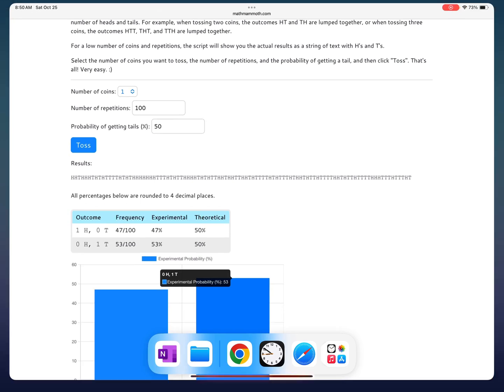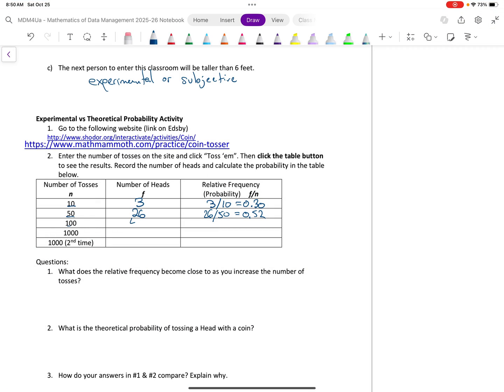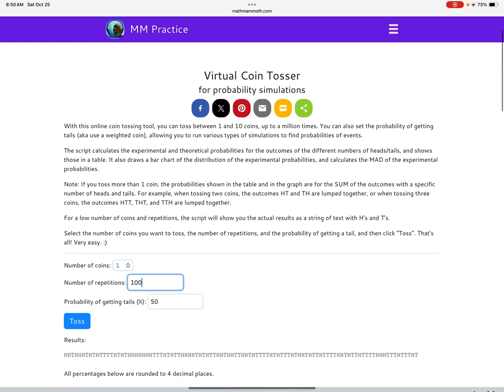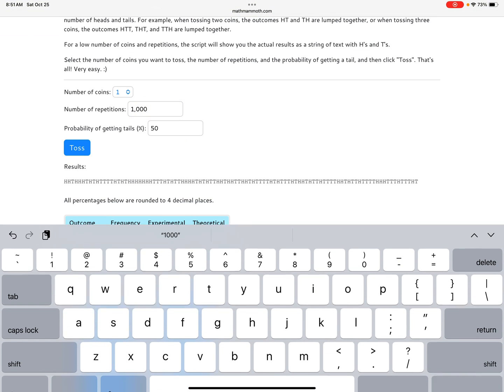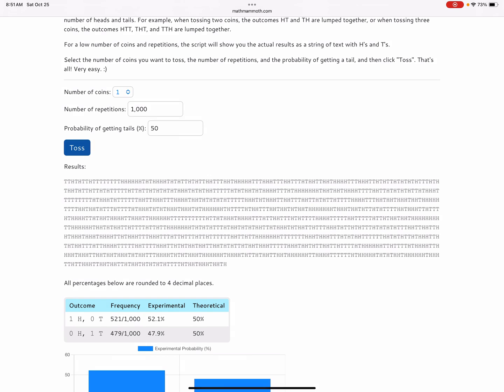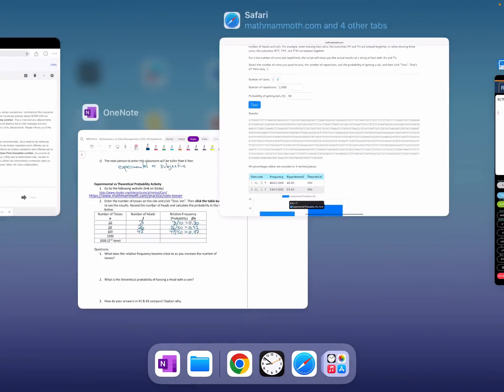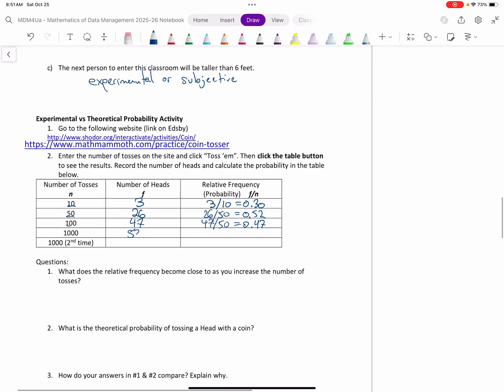This one I get 47 heads, so I'll go back. So 0.47, and try one more, or 2 more rather. So I'm gonna now increase to 1,000. Toss these, and I get 521, and I'm going to do it twice, so 521, remember that, and then 464. So 521 out of 1,000, which gives me 0.521, and then 464.